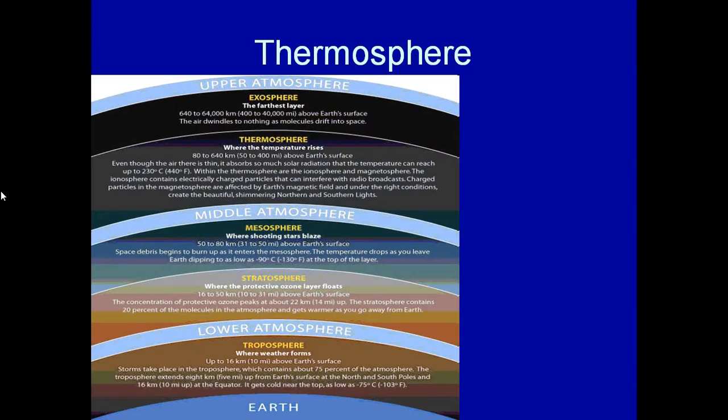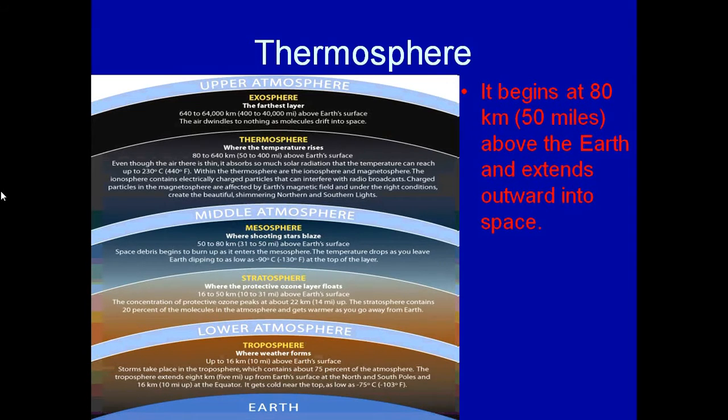So let's talk about it. You have your thermosphere, which represents the region between the middle atmosphere and somewhere in the upper atmosphere. And we talked about the temperature conditions. And you also should know that the thermosphere is responsible for the northern and southern lights. So it begins at 80 kilometers or 50 miles above the Earth and extends outward into space.